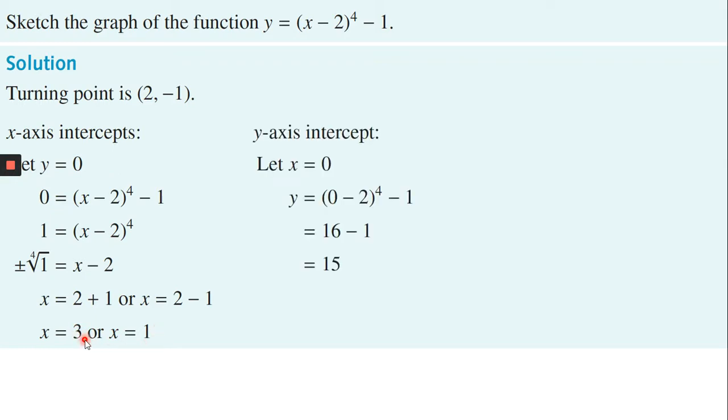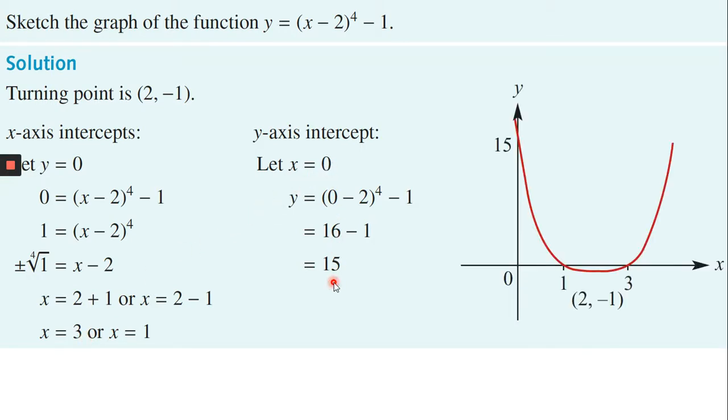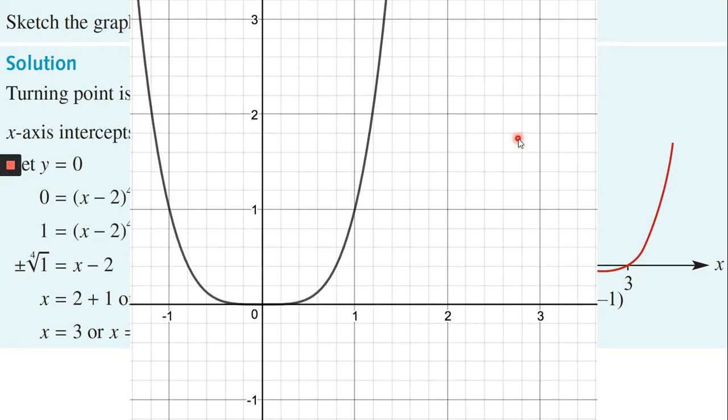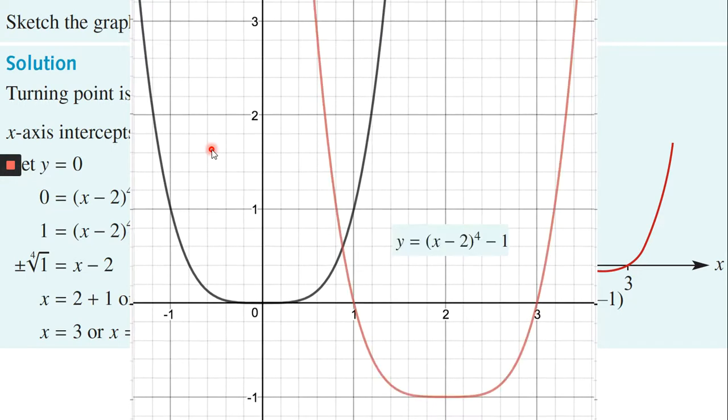Got to work out what my y-intercept is. So put x equal to 0. That's usually the easy one. Ends up being 15. So there's my graph. We know it goes through 3 and 1, and it crosses here at 15. So there's the graph. To draw it on Desmos, that's what the original one looks like. So that's y equals x to the power of 4. That's what y equals x minus 2 all squared minus 1 looks like.